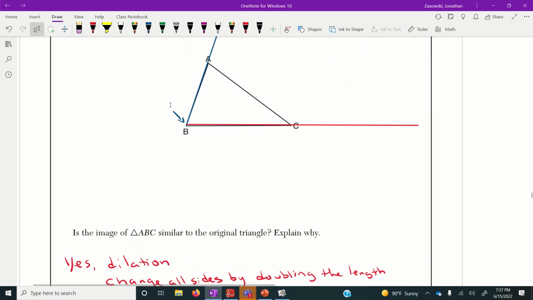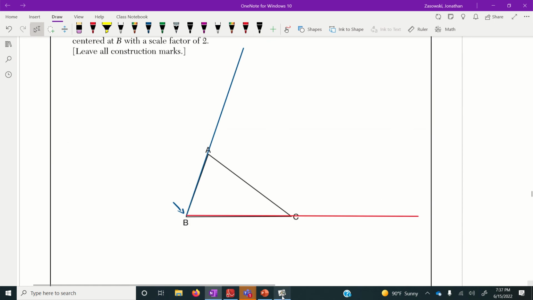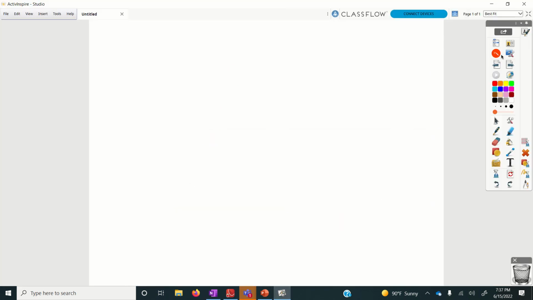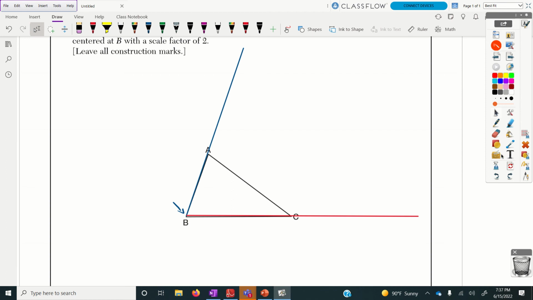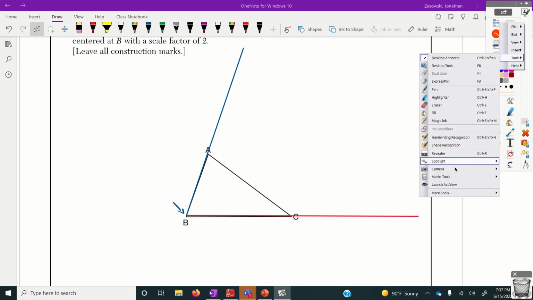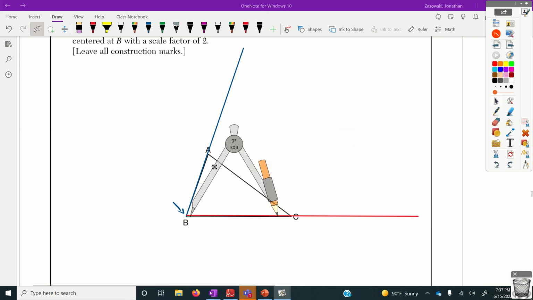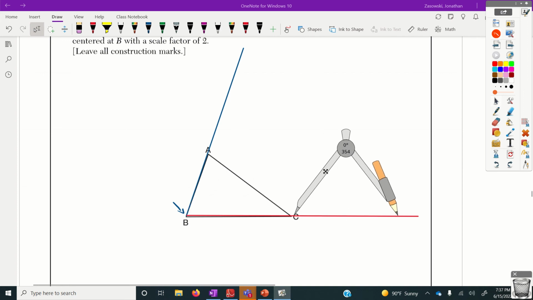All right, so that would be enough, as long as you're mentioning the fact that the dilation is going to produce a triangle that has the same side lengths that have been multiplied by the same number. And then we're going menu, tools, compass. There we go. So compass on B, pencil on C. Slide it out. Mark it off.